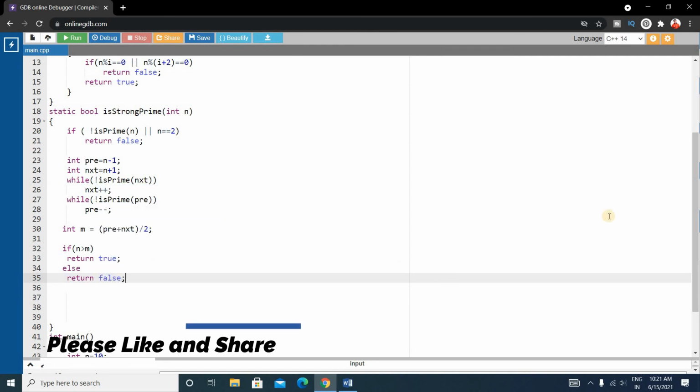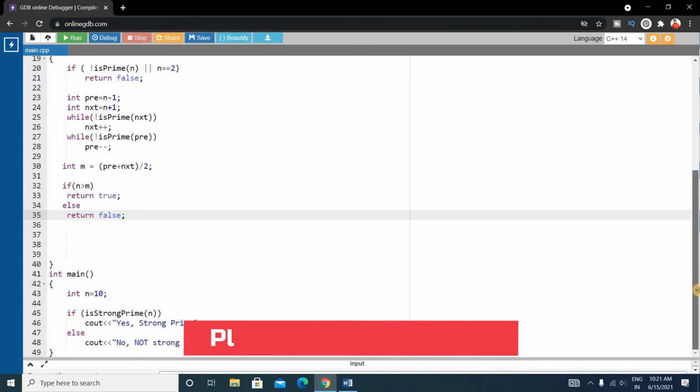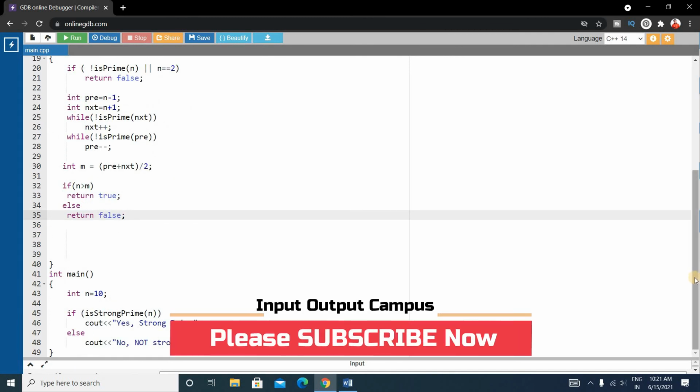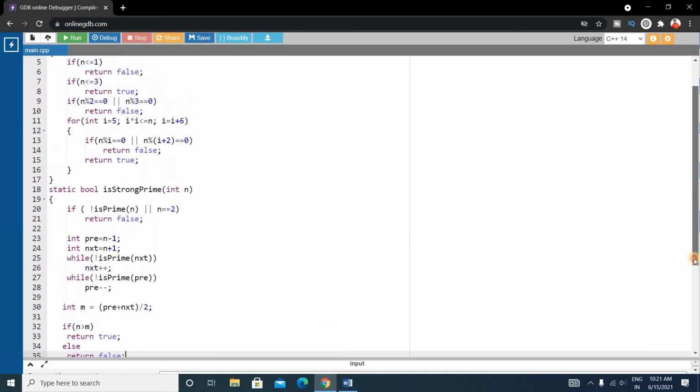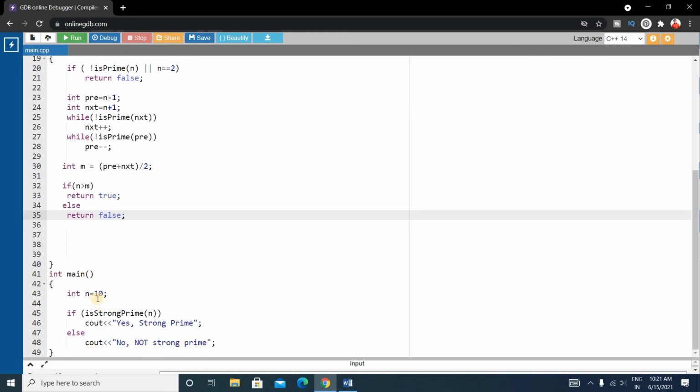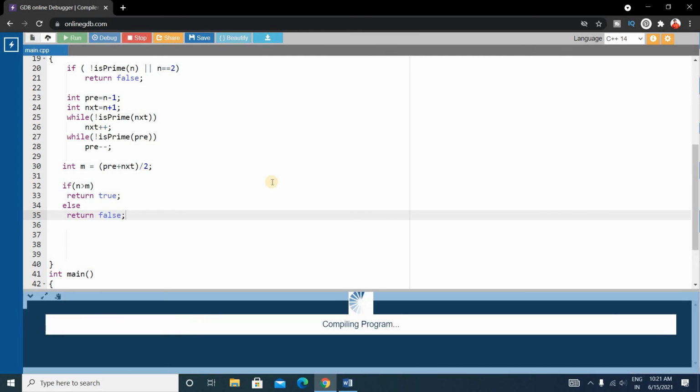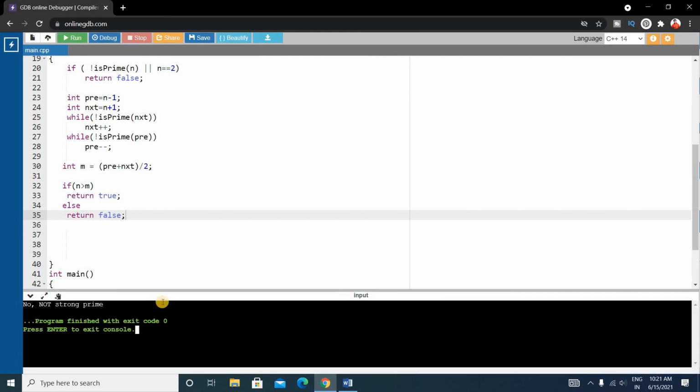So I hope you understand this, and I've explained it in a very simple way. You have to divide the program into small modules for better understanding and better coding. So let's run it, and we give the input as n equals 10. If 10 is a strong prime, this will print strong prime, or else it will print no, not a strong prime. Let's run it, and 10 is not a prime number, so here is the output: no, not a strong prime.